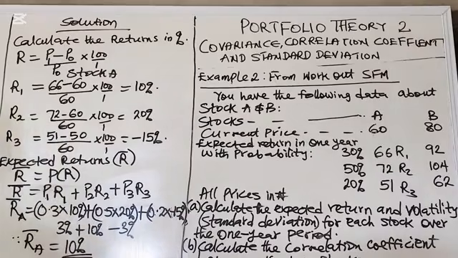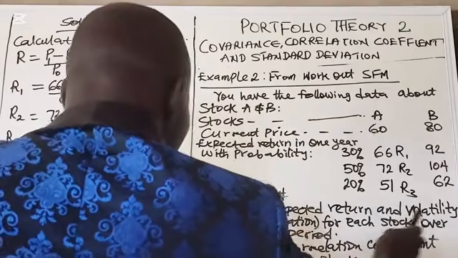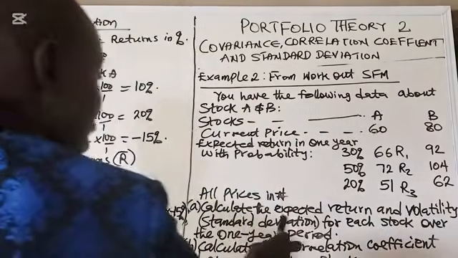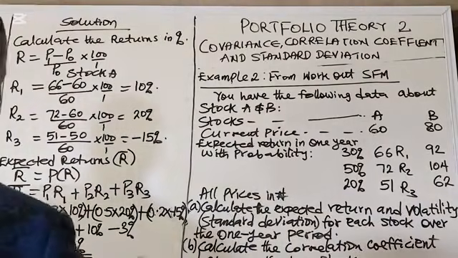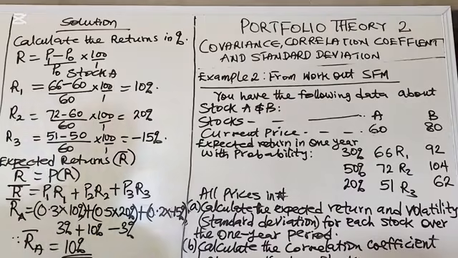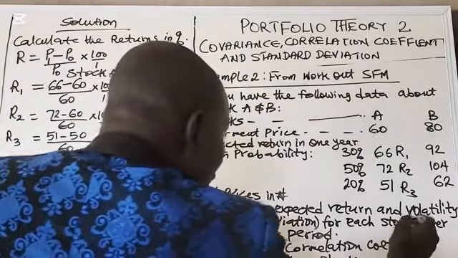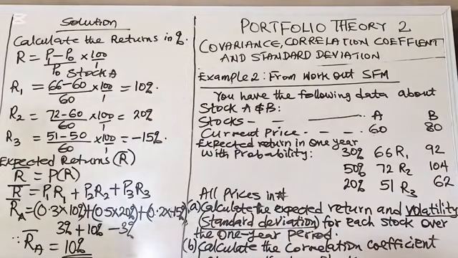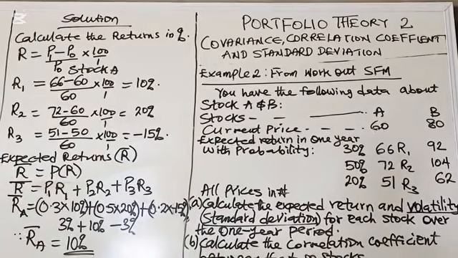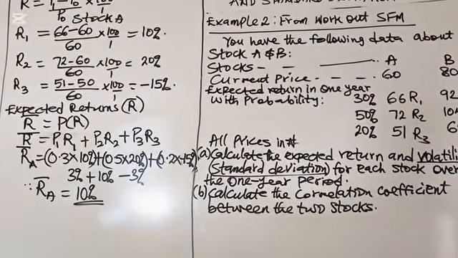That is the expected return of stock A. You have to calculate the expected return and volatility, that is standard deviation, for each stock over the 1 year period. Now you've gotten the expected return, then you need the volatility, that is the standard deviation of stock A. So we want to compute the standard deviation of stock A.